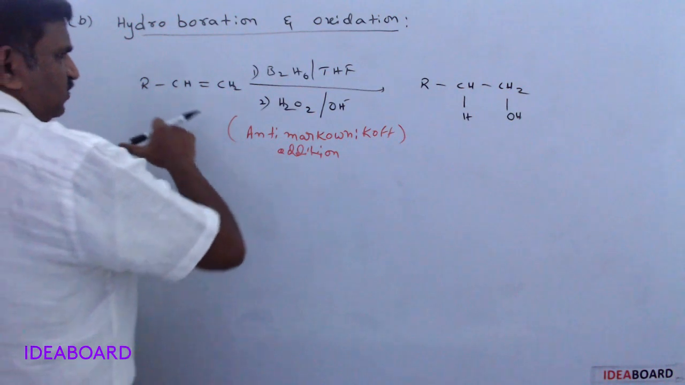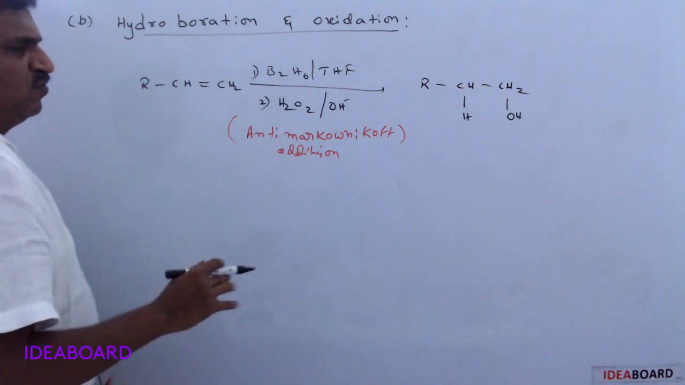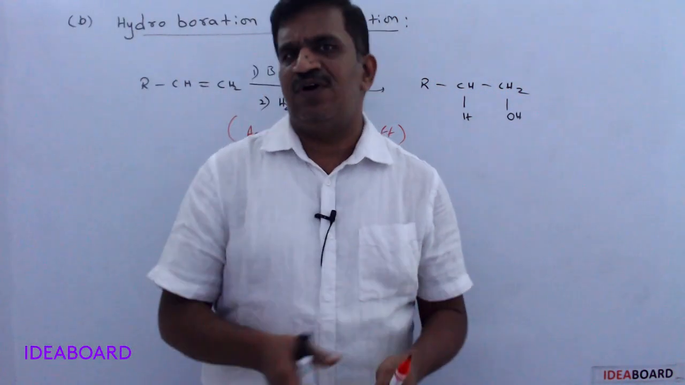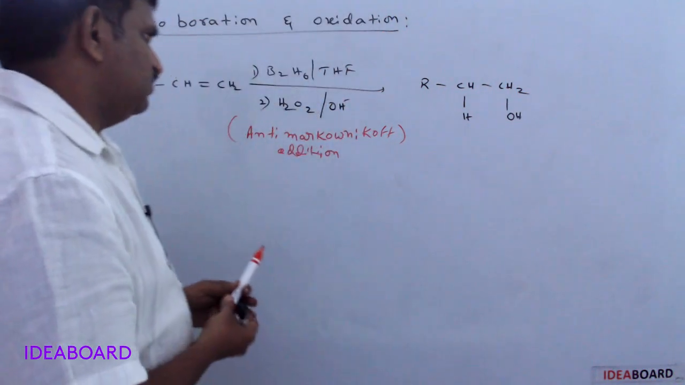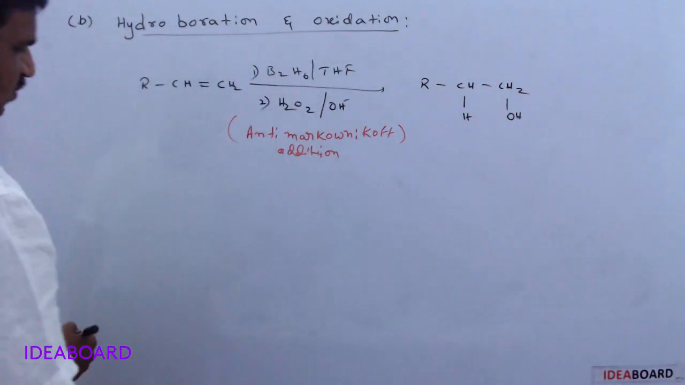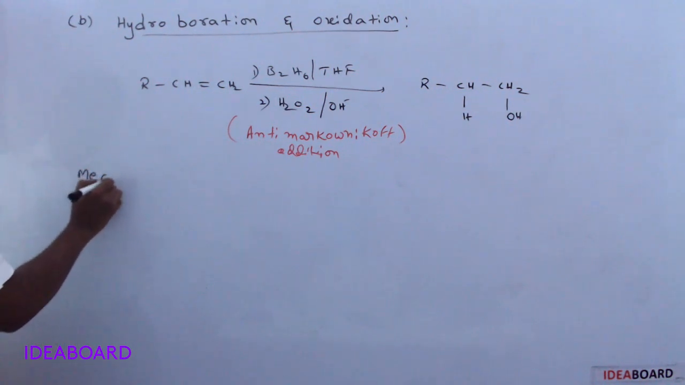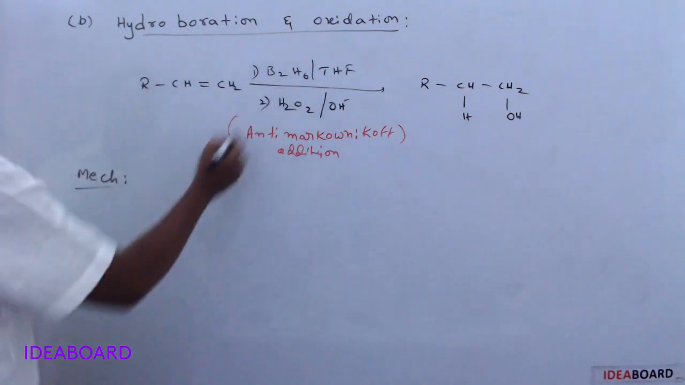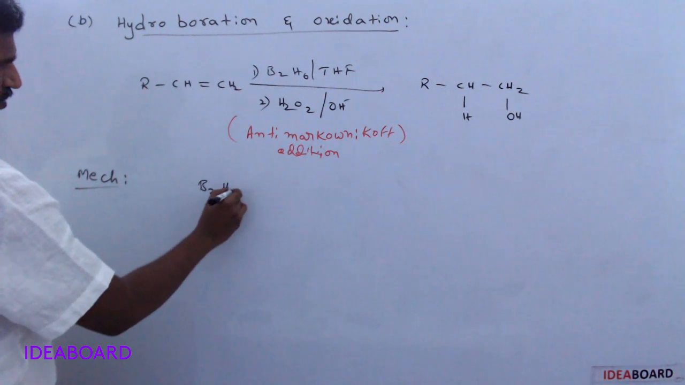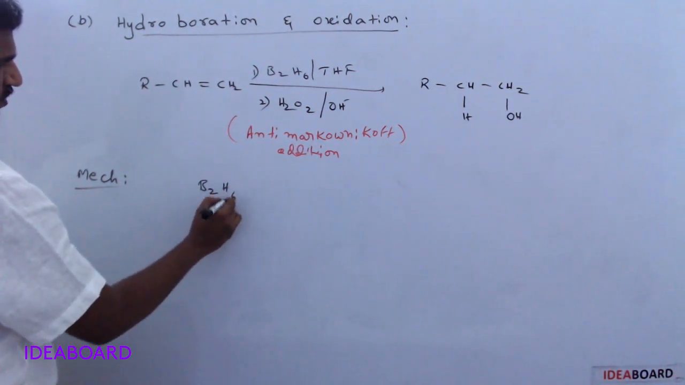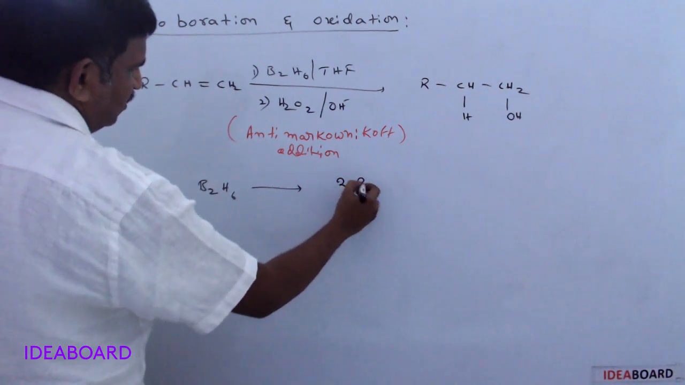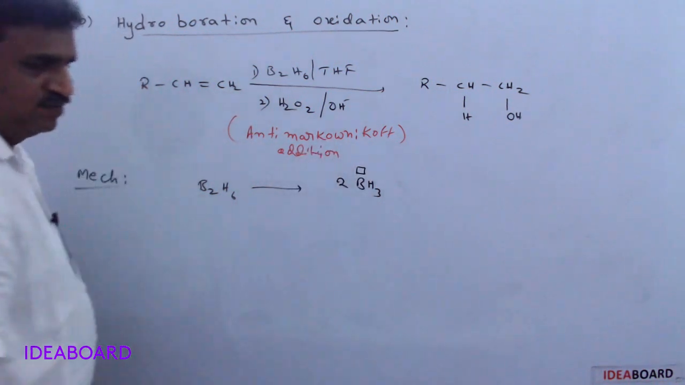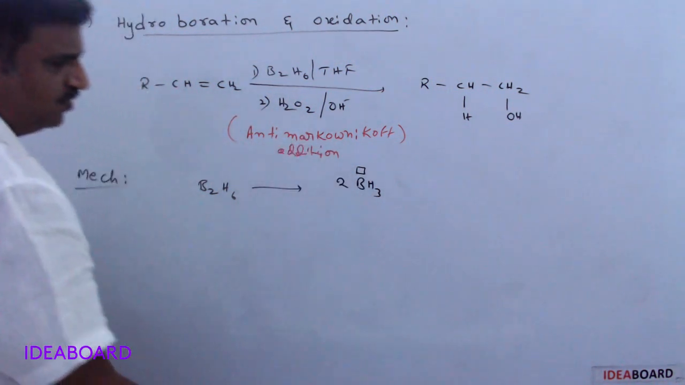Here, water is added, like the addition of water in the acid catalyzed process. Here also we are adding water, but in this process, first we do hydroboration, and next oxidation. If you see the mechanism, we can reach a conclusion. First, we have B2H6, which we studied in the first year. It is diborane, an electron deficient compound. Boron has a vacant orbital.